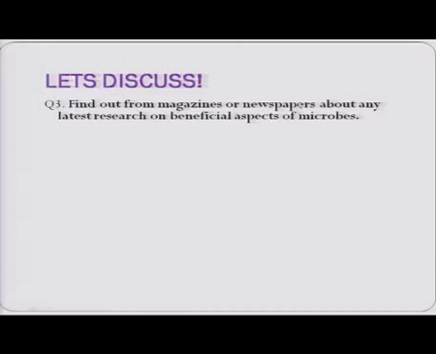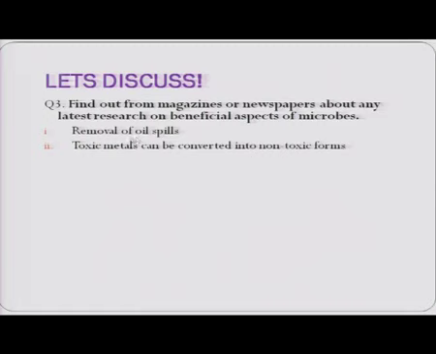Next question was to find out from magazines or newspapers about any latest research on beneficial aspects of microbes. If you are the one who is very regular with the science magazines, you will be knowing about the beneficial aspect of microbes and how the research is being done on these microorganisms to derive many benefits out of them. So, examples are removal of the oil spill. What is oil spill? You have heard that when ships carrying oil move through the sea, sometimes there is the spill, sometimes there is leakage in the tankers and the oil gets spilled on the water, and you know that oil floats on the water.